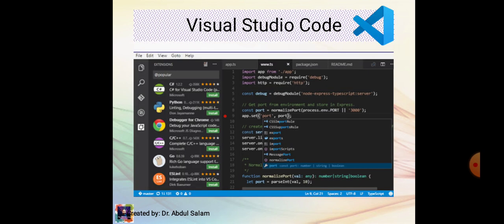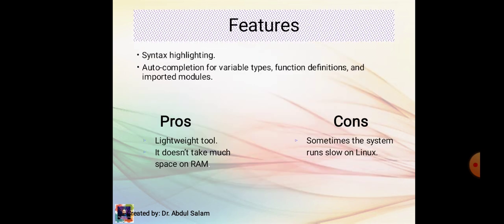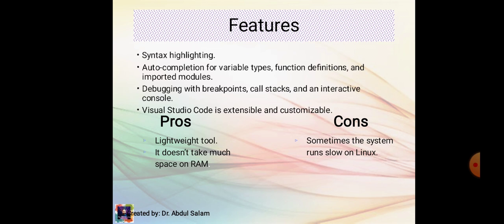Visual Studio Code. Here are some features: syntax highlighting, auto-completion for variable types, function definitions, and imported modules, debugging with breakpoints, call stacks, and an interactive console. Visual Studio Code is extensible and customizable.